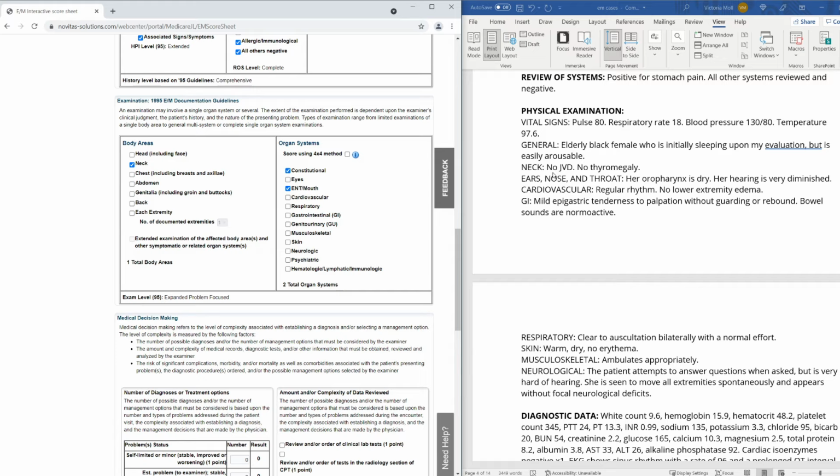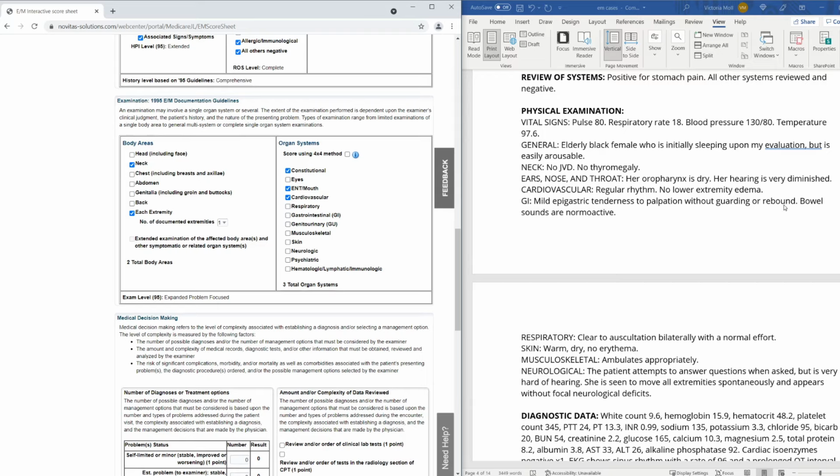And then we have cardiovascular. So cardiovascular is here. Regular rhythm, no lower extremity edema. So we can say that he did one extremity. This isn't plural, so it's hard to tell if he did, assumedly he did both lower extremities, but it's not 100% clear. So I'll give him credit for one extremity, but I'm not going to give both. It probably won't make a difference because it looks like we're going to score higher on organ systems versus our body areas.